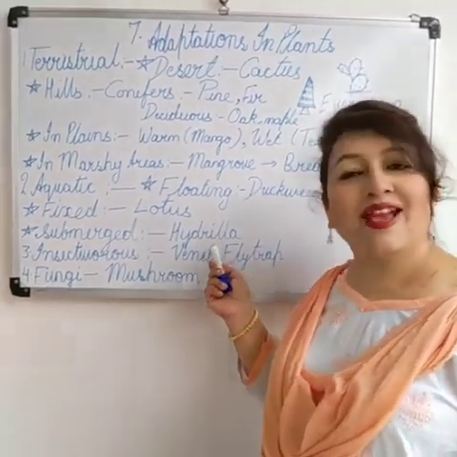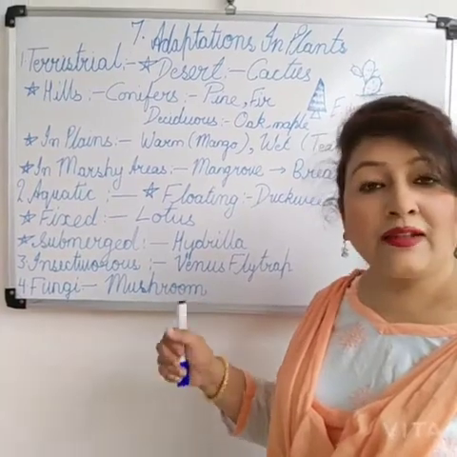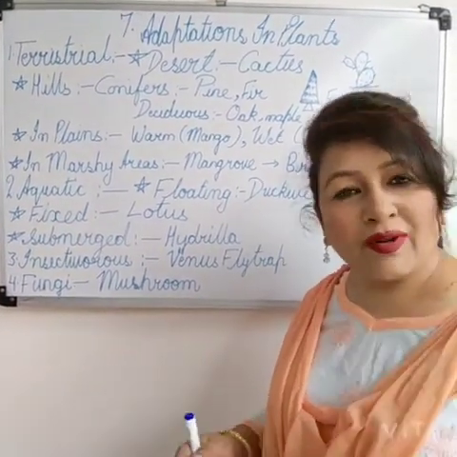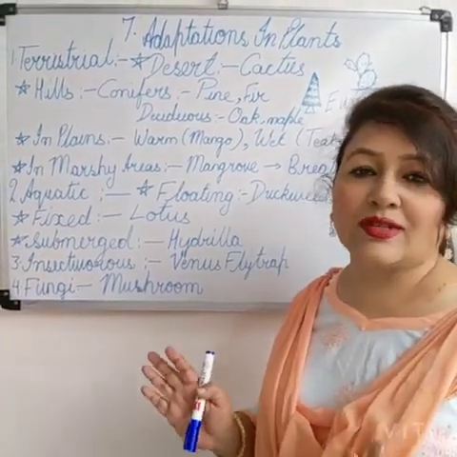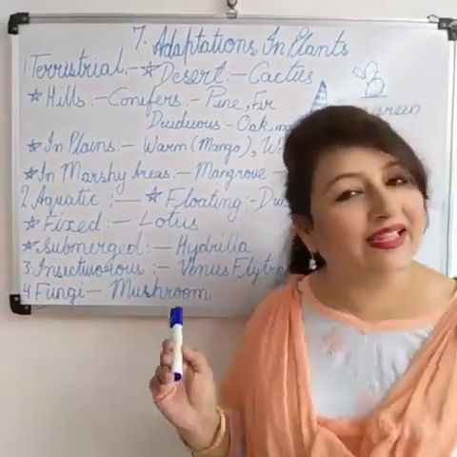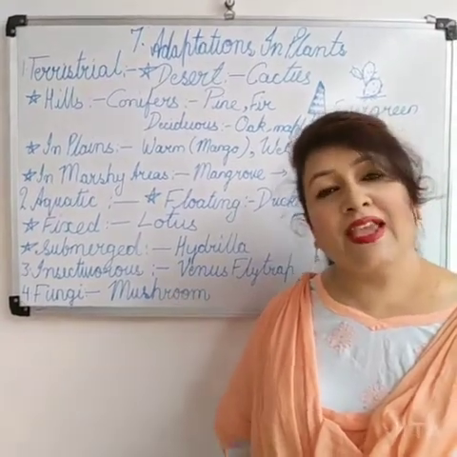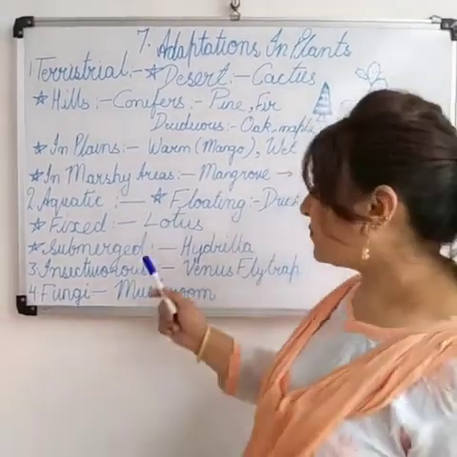Then the submerged water plants are those plants which remain under the water throughout, and the best example is the hydrilla. They stay under the water and they absorb the carbon dioxide and keep the water clean for the aquatic animals, and they have ribbon-like leaves. You have seen the best examples of such plants in the fish aquariums.